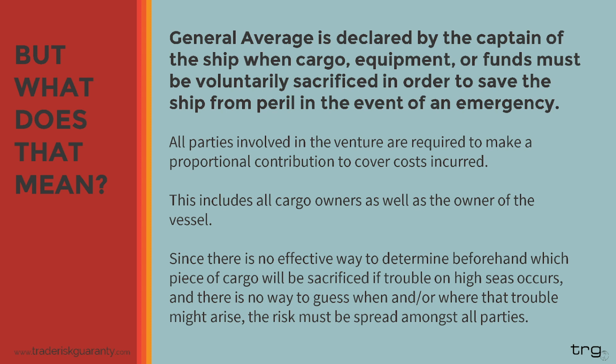So there's a lot of stuff in there, but what does that really mean? Well, basically, general average is declared by the captain of the ship when cargo, equipment, or funds must be voluntarily sacrificed in order to save the ship from peril in the event of an emergency. Once general average is declared, all parties involved in the venture are required to make a proportional contribution to cover the cost incurred. When it says all parties, that includes cargo owners and the owner of the vessel itself. Since there is no way to determine which piece of cargo will be sacrificed if trouble on the high seas occurs, and there is no way to guess when or where that trouble might arise, the risk must be spread amongst all parties in order to ensure an equitable distribution of that risk.